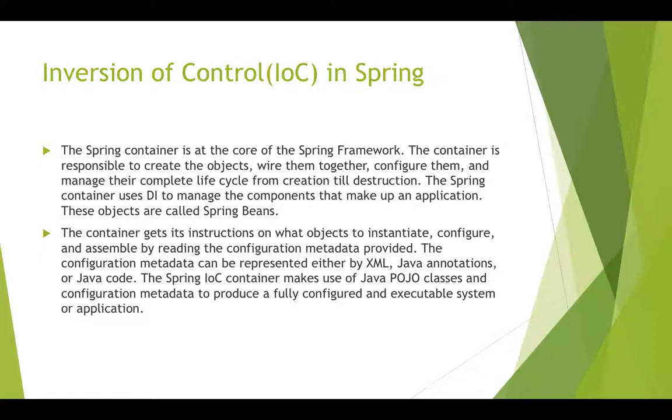Through Spring, we can use multiple ways to provide the configuration metadata. It can be represented by an XML file, by some Java annotations, or even by writing Java code. But whatever we write in that configuration, on the basis of that, the Spring IoC container will use the Java POJO classes and the configuration metadata to produce a fully configured and executable system, or rather an application.